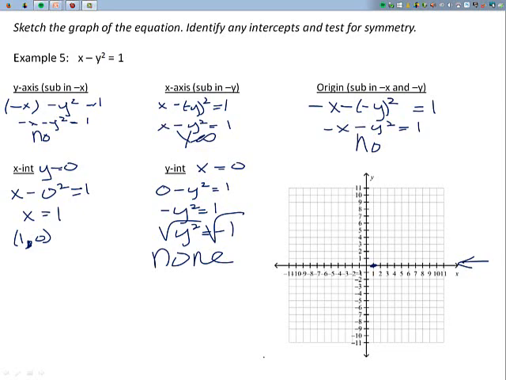Alright, so let's go ahead and finish graphing this. Sorry, I got interrupted. Let me erase that. There we go. Let's erase this.